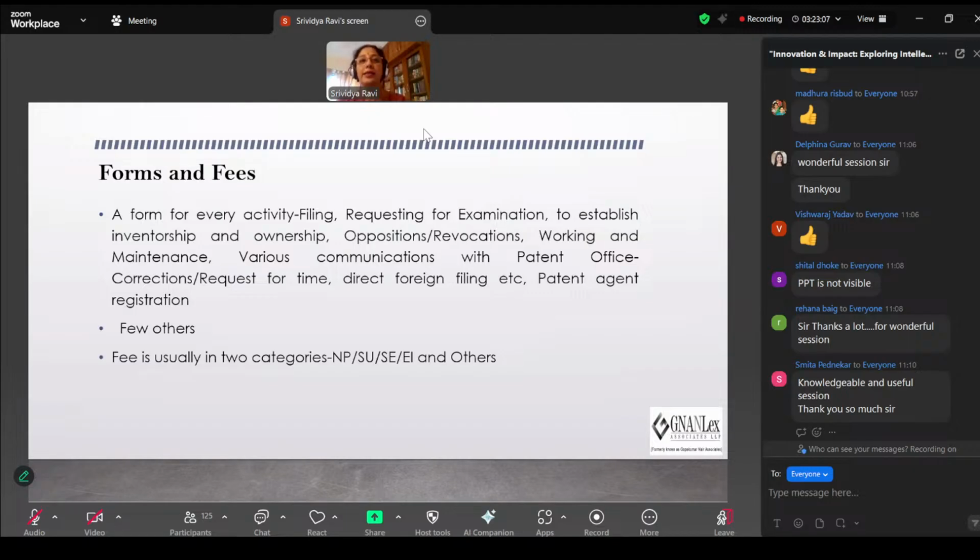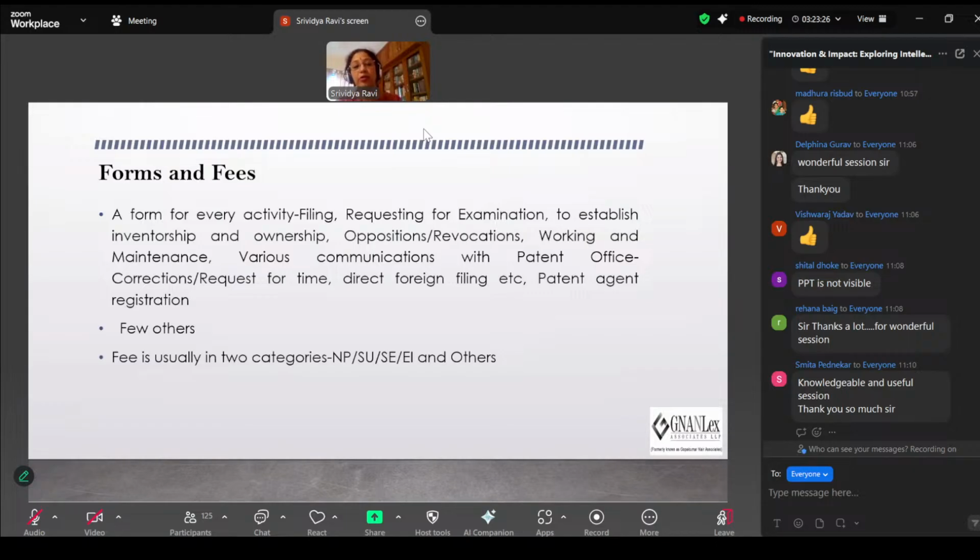And then there is this entity who is called a patent agent. Now, who is a patent agent? A patent agent is a graduate in any area of science or technology who has passed the exam conducted by the patent office. Now, to register a person as a patent agent, also there are certain forms and fees.